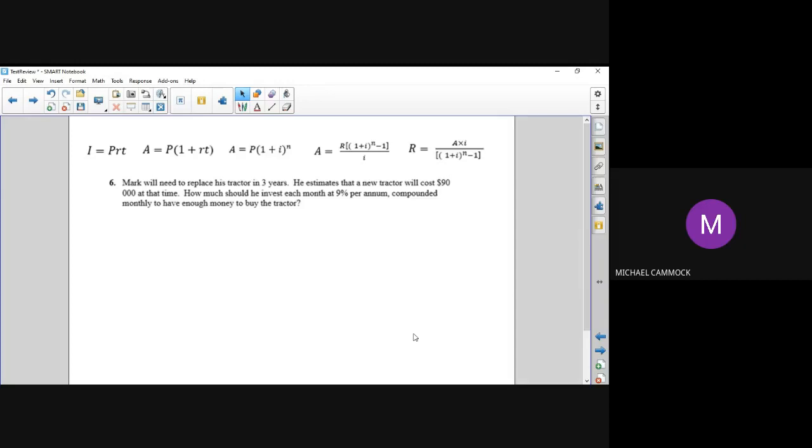Let's do this before you answer. Is this an annuity question or not? What do you think? Yes, it is. Perfect. So that's a good answer.